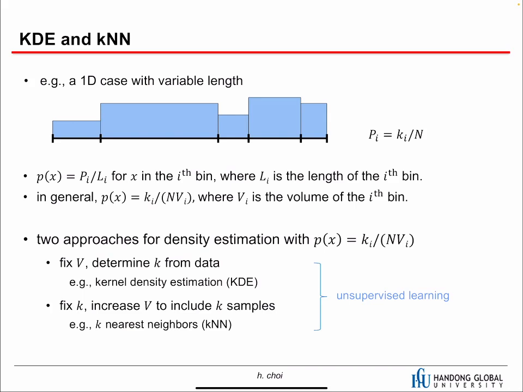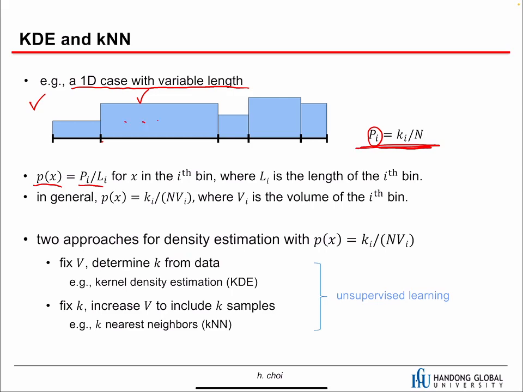Okay, now we're going to talk about two major approaches to estimate the density with the non-parametric method. Before talking about it, I'm going to give you one simple example. We have a 1D sample space with variable length, so it looks like this. Then p sub i, the probability that one sample is in this bin, is k sub i over n, and p of x is p sub i divided by L sub i. This one is straightforward, right?